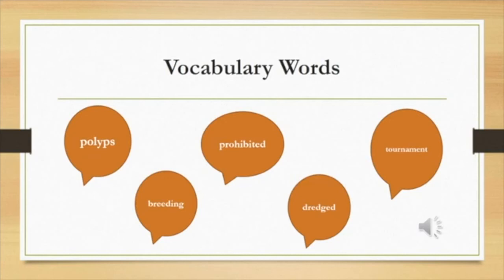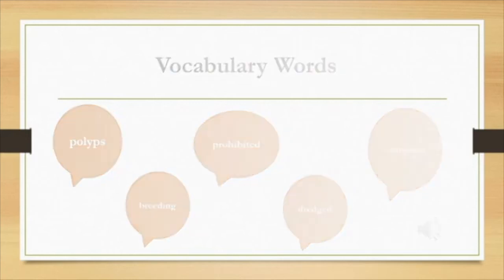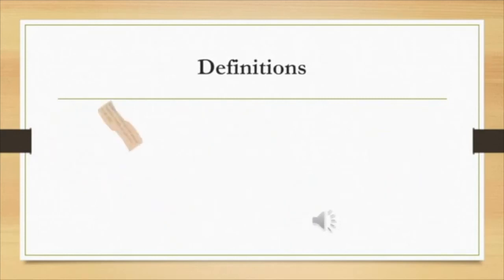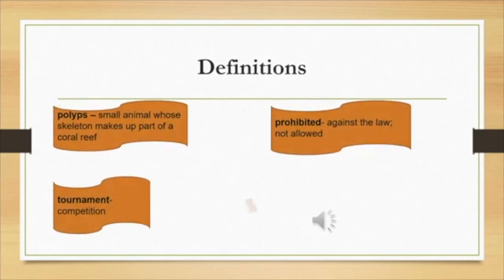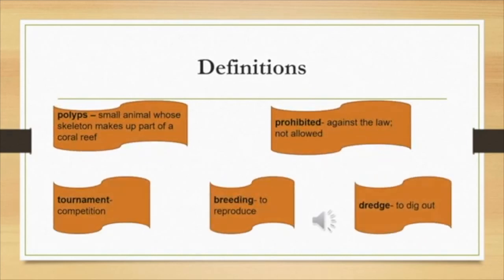Polyps, prohibited, tournament, breeding, and dredge. There are perhaps one or two of those words that you may not know the definition of or be familiar with. Let's read through the definitions. Beginning with polyps. Polyps are small animals whose skeletons make up part of a coral reef.